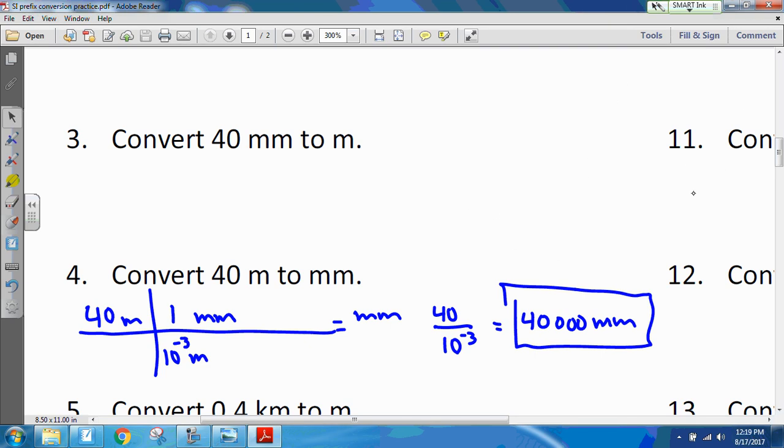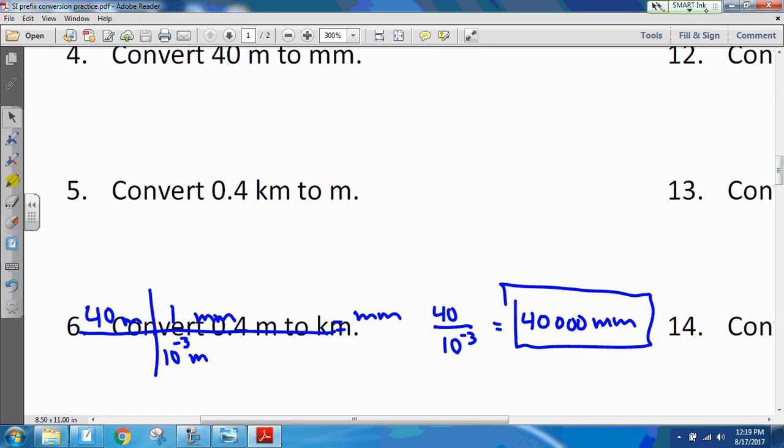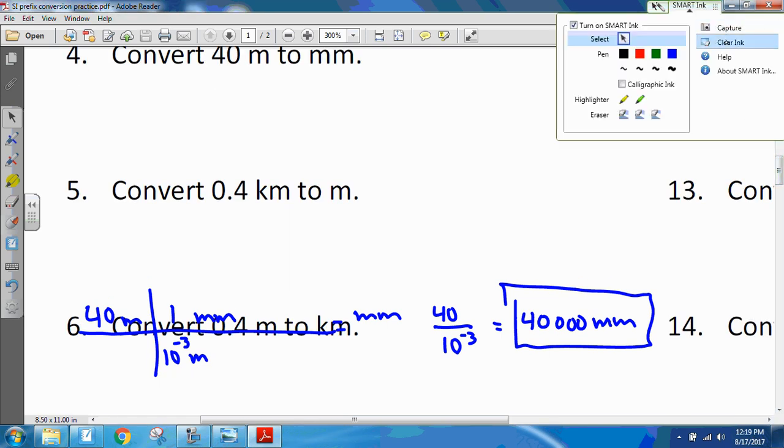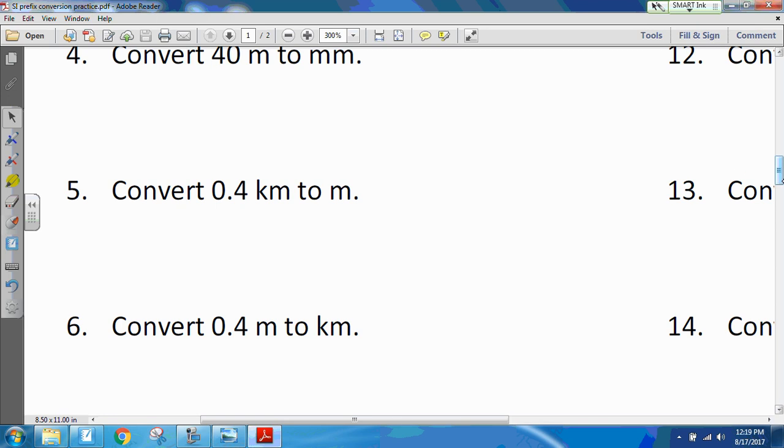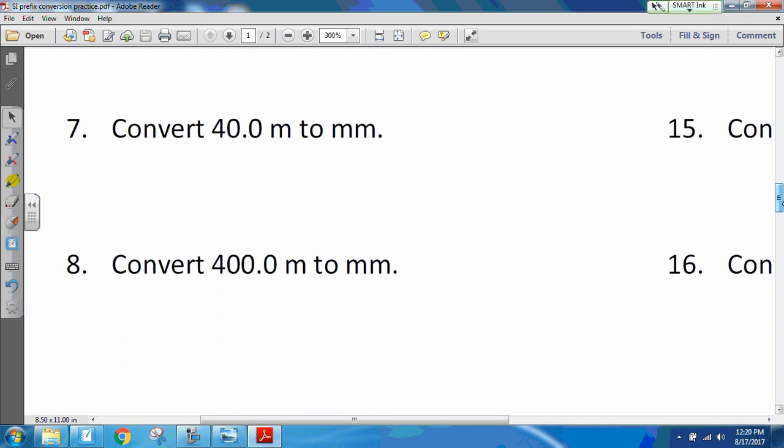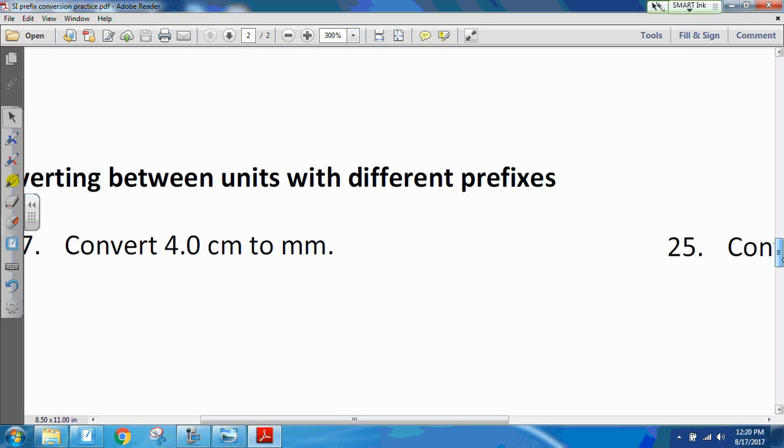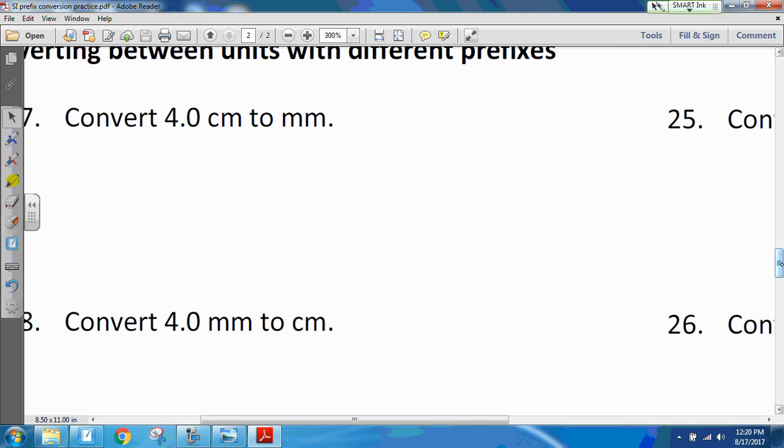So these are one steps, but there are going to be some that you have to solve that are more than one step when we're going from one prefix to another prefix. Basically, we have to stop in the middle and go through a base unit. So let's see if we have some of those. They're on the back side. So we're going through different prefixes. So you solve them exactly the same way. You start with what you have. So we have 4.0 centimeters. But instead of trying to get to meters now, at the very end, I want to be in millimeters.